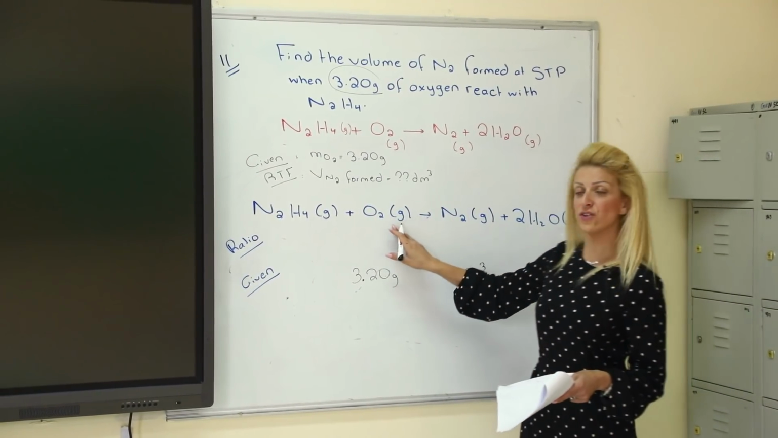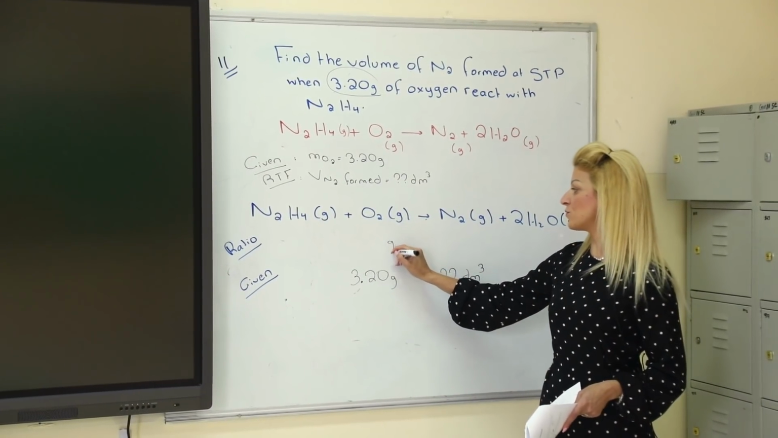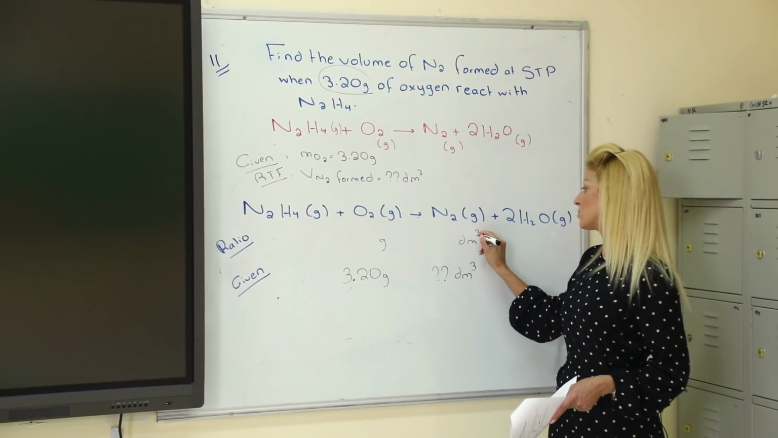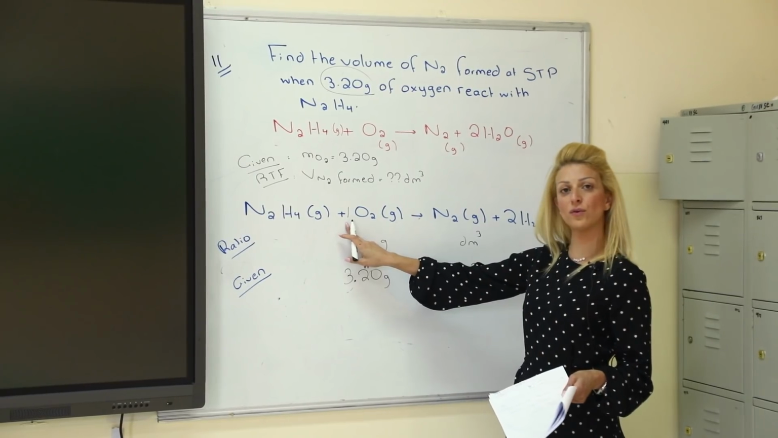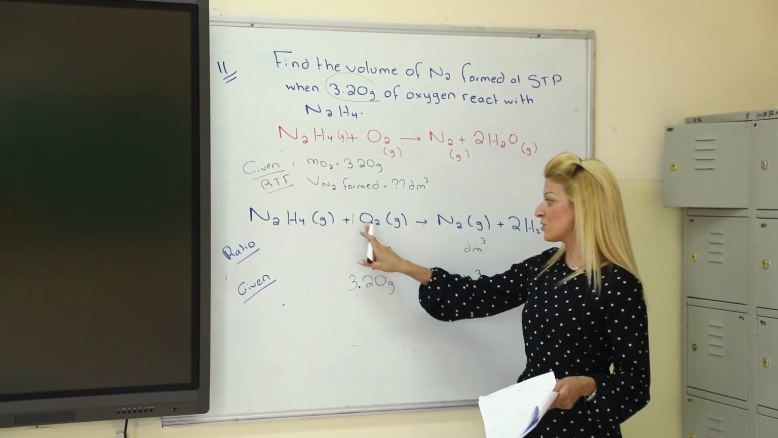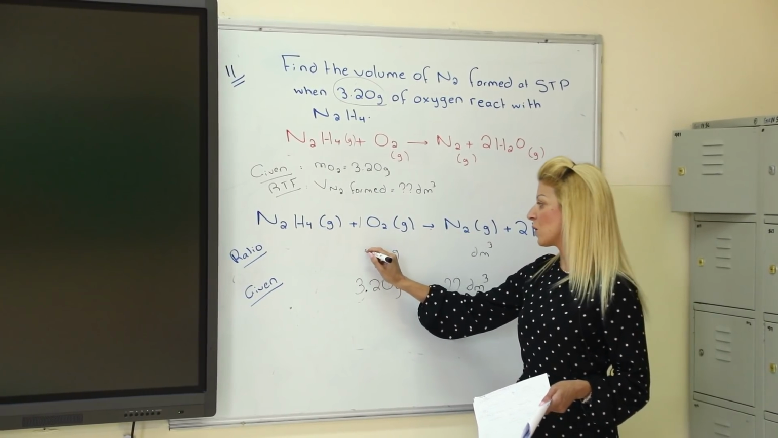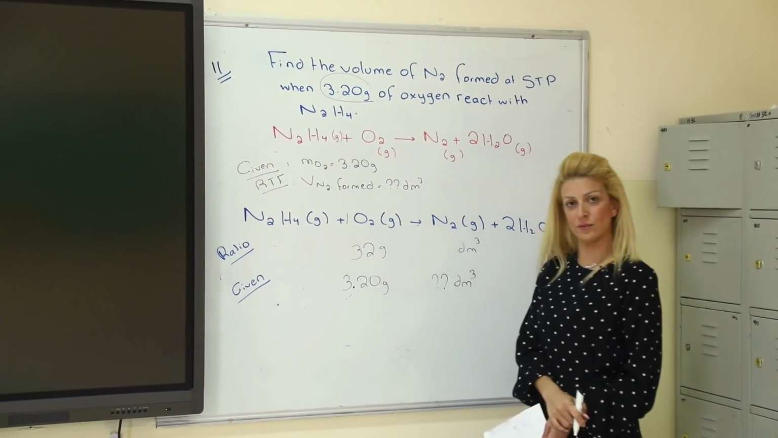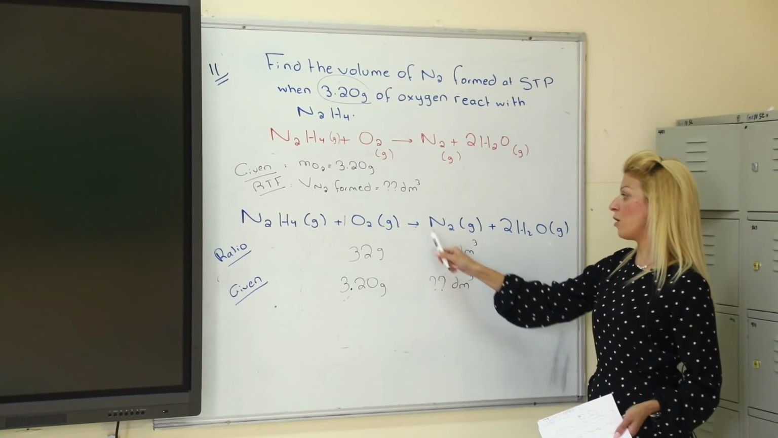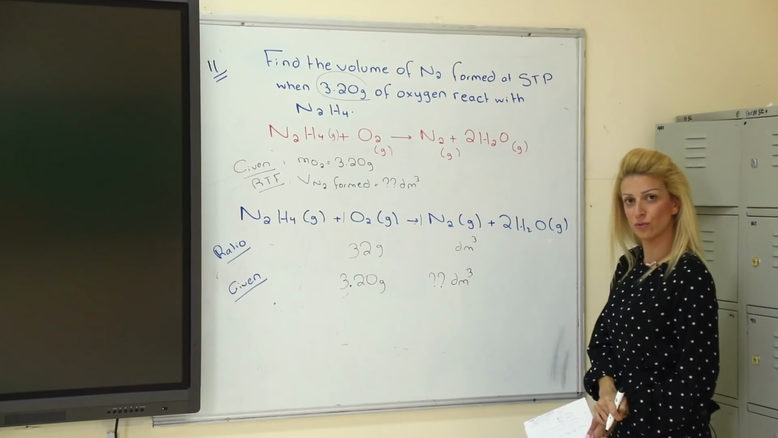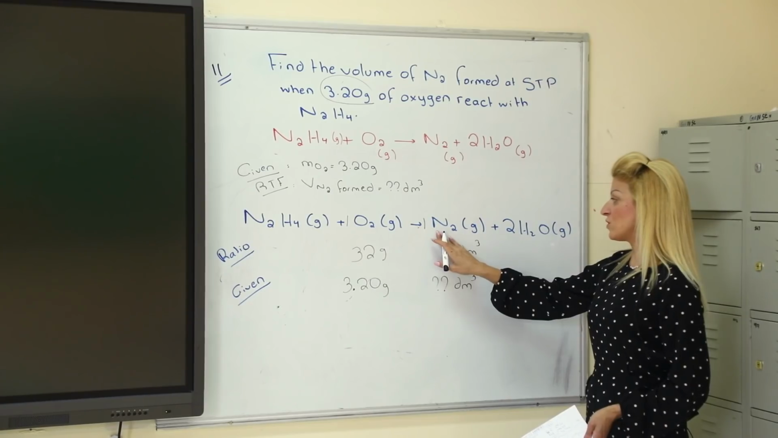So we write our ratio from our balanced equation in the same units. So grams for O2 and decimeter cubed for N2. So according to our equation, the coefficient of O2 is 1. The mass of 1 O2 is 16 times 2, which is 32 grams. 32 grams of O2 will always give us 1 N2, which has a mass of 14 times 2, which is 28.